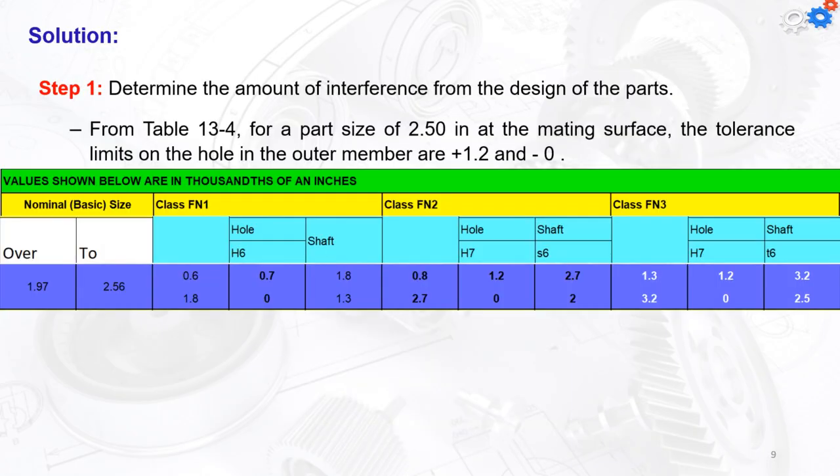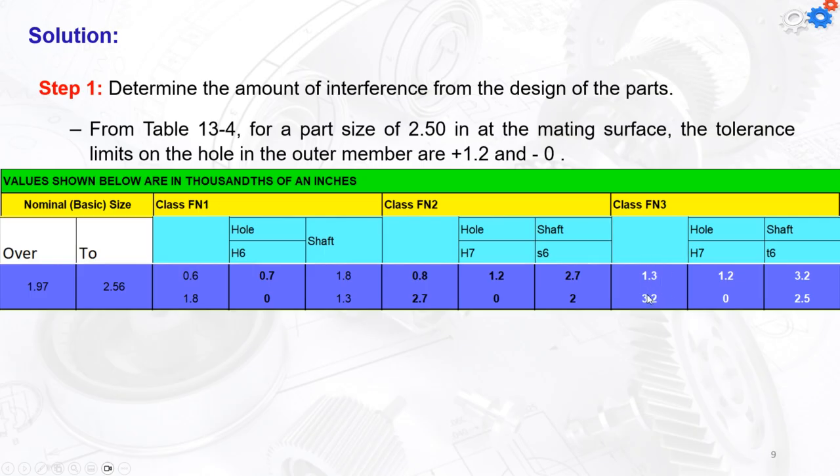The solution will start first by determining the amount of interference from the design of the part. You go to table 13.4. I'm going to send you a copy of that. From this table, for the part size of 2.5 inches, because that's the diameter we have for the mating surface, you can find the nominal basic size. Anything between 1.97 to 2.56 is going to have, for the FN3, the dimensions to be 1.3 and 3.2.